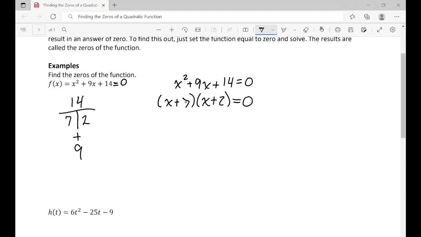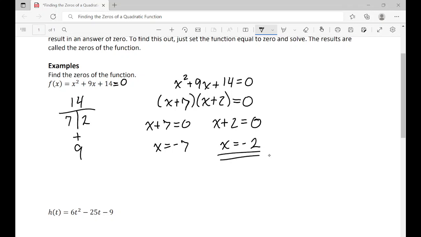So x plus 7, x plus 2. And then once we get it to the factored form like this, we're just going to set each parentheses on their own equal to 0. And then we're going to solve. So subtract 7 over, and we're going to get x equals negative 7. Subtract the 2 over, and we're going to get x equals negative 2.